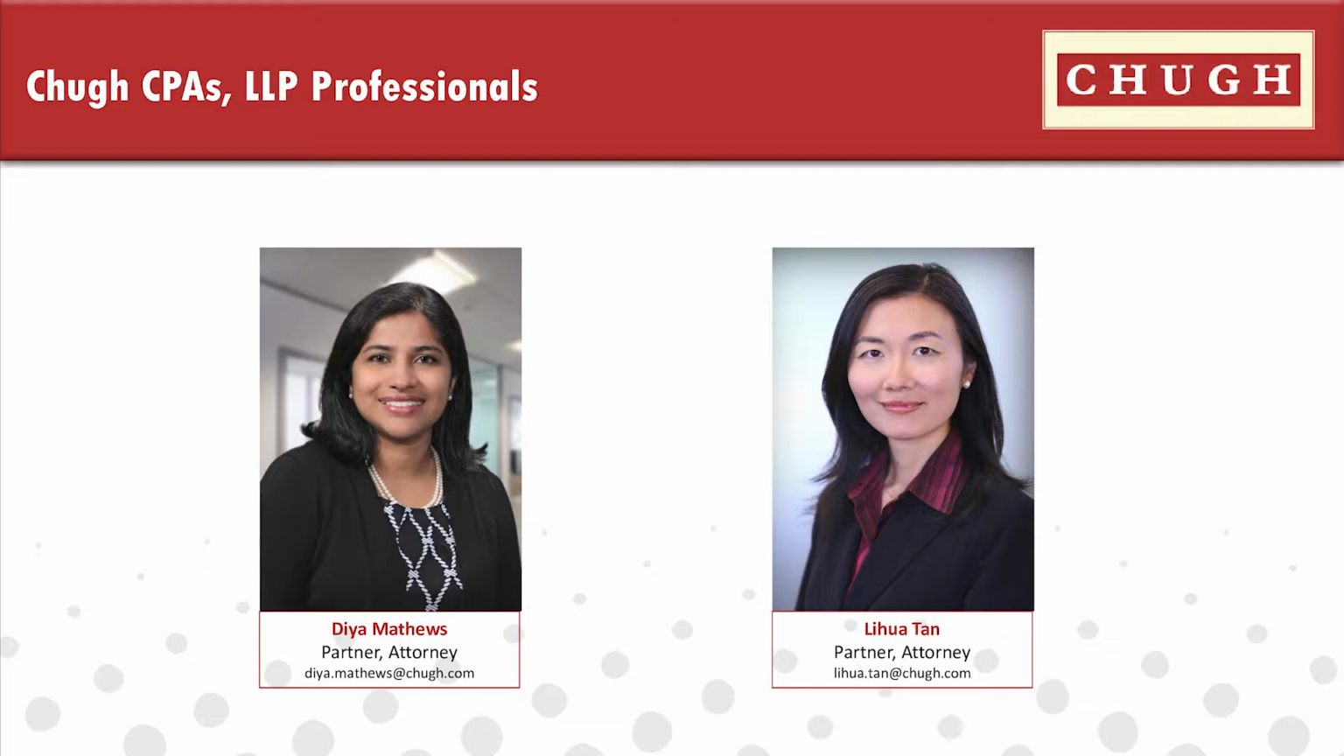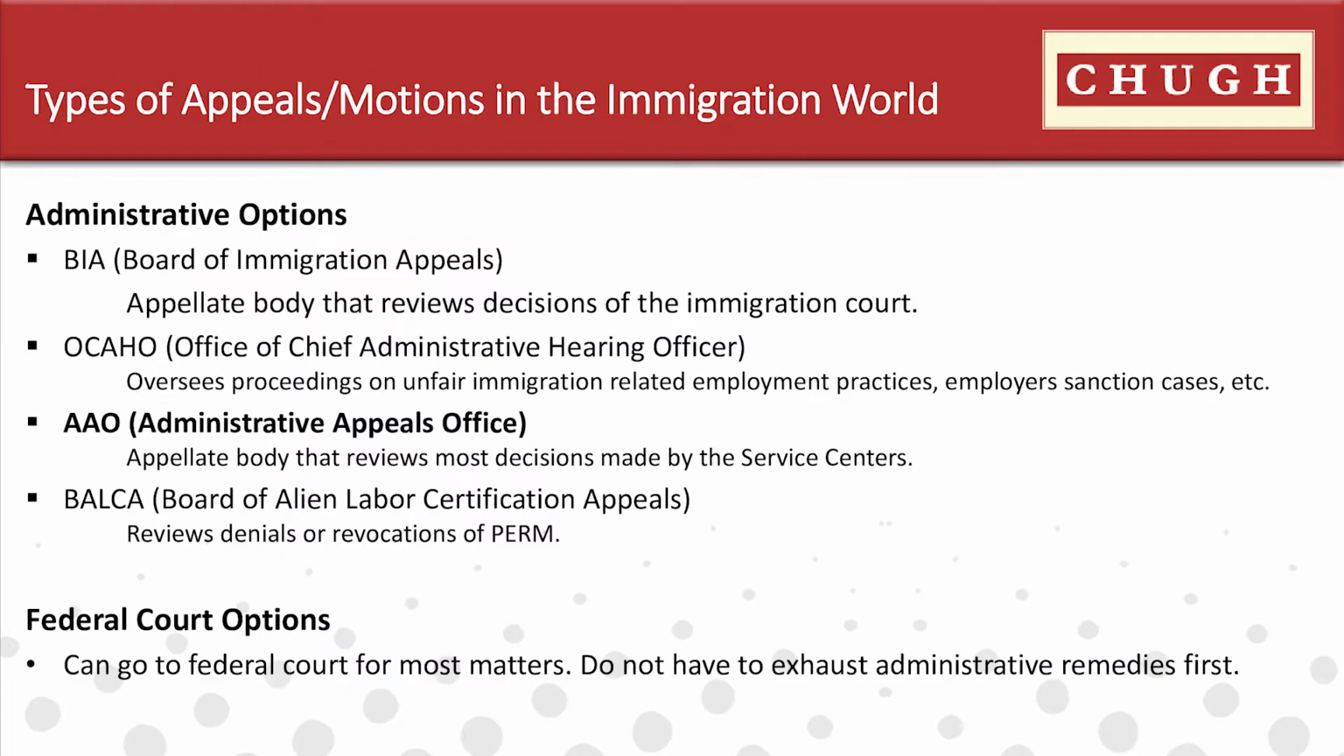We're going to be talking today about appeals and motions, and just to give you an idea about the different kinds of options for appeals and motions in the immigration world. Mostly on the administrative side, which is with the agency itself. Depending on the kind of case matter, you would choose the office that has jurisdiction over the appeal or the motion.